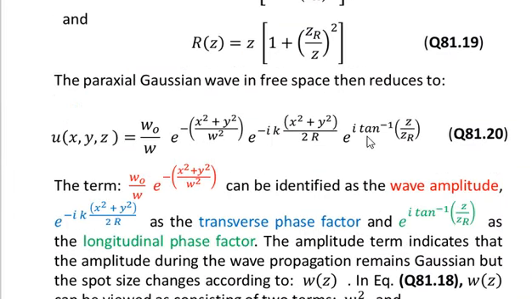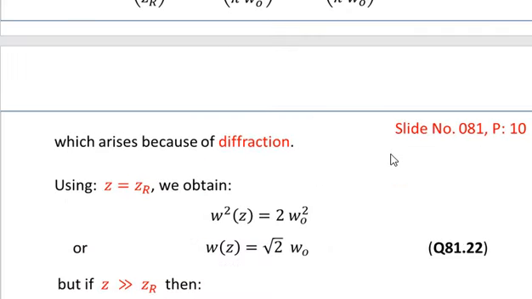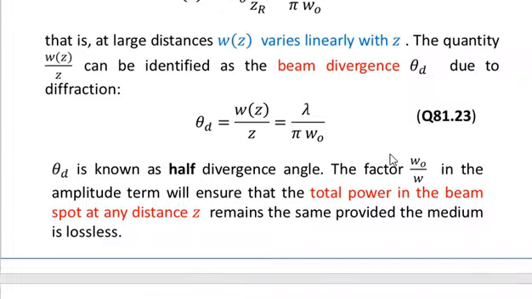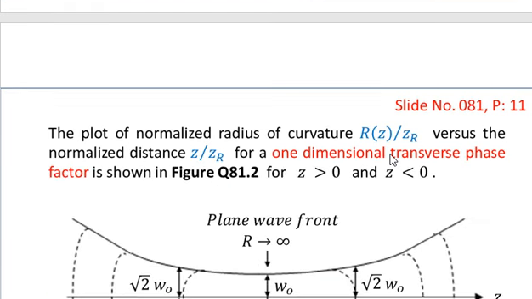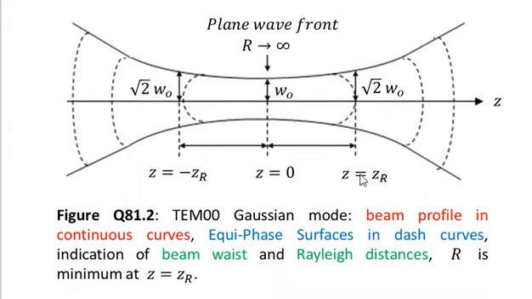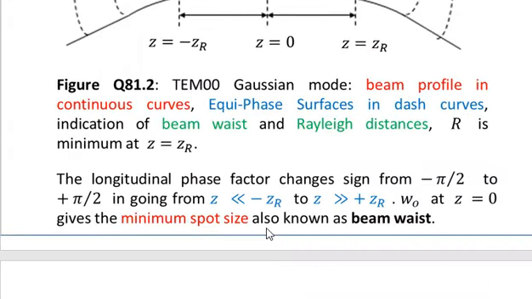for example e to the power iota tan inverse z over zR. So we are considering z much greater than zR, so this becomes nearly infinity. So tan inverse of infinity will give you actually pi by 2. So this will change its sign from minus pi by 2 to plus pi by 2 when traveling from large values of z much smaller than zR to a very large value of z much greater than zR.